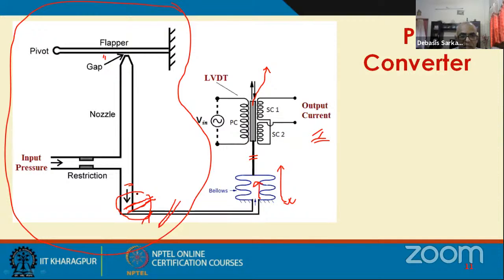So this pressure is being received by the bellows, so the bellows will expand. Since the bellows is connected to the core, there will be movement of the core depending on the variation of this pressure. And we have seen that as the core moves away from its centrally located position, these two coils will no longer be identically induced. So there will be a non-zero output voltage or output current, which is proportional to this pressure signal. So this is how we will have a PI converter.